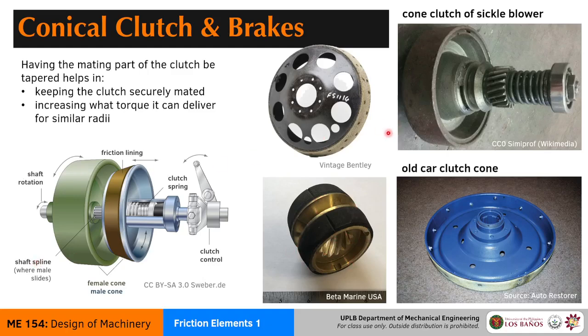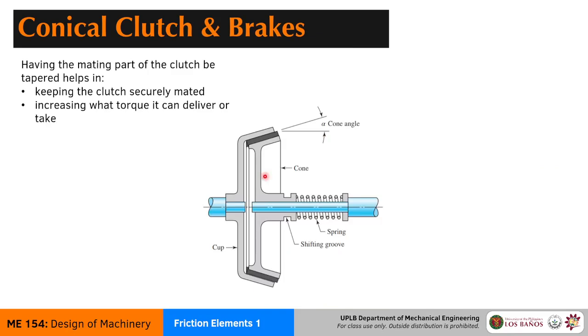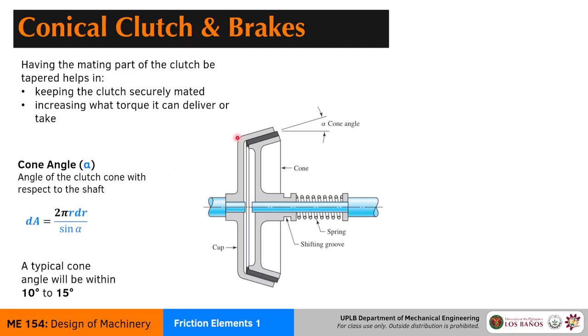Now, if you also notice in our examples, the angle of the cone is a little shallow. No, it's a little deep. The clutch angle is a little deep, so it's closer to the horizontal than the vertical, and that angle is what we call the cone angle alpha. This cone angle is usually 10 to 15 degrees, so it's really shallow from the horizontal POV, and it has an effect on the differential area. So now you have this sine alpha term beneath your old definition of differential area.